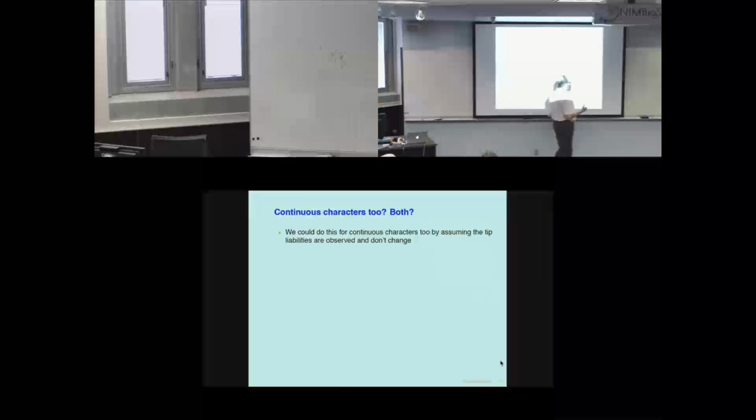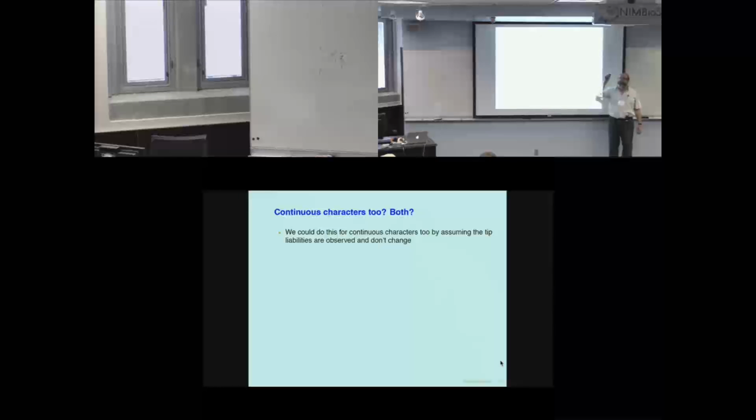Because it suddenly occurred to me, actually, what is a continuous character? Well, it's just like your liability, only you observed it. So what do you do with a continuous character? You can put it right into this framework. You no longer worry about the 1s and 0s. You just observe the liabilities, and you keep the tip at that value.